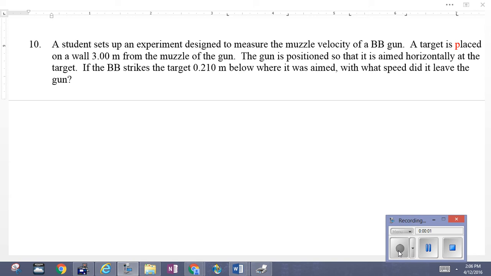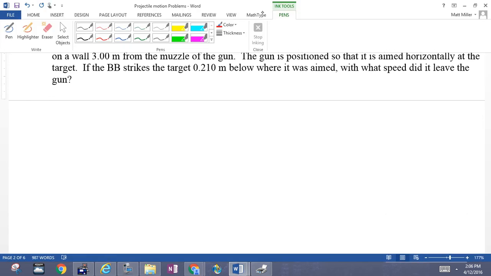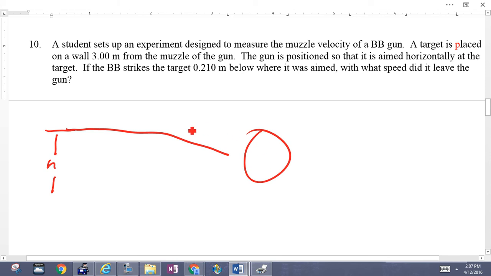Okay, so with this one, we are again going to find that wherever this is being fired from, whatever height, doesn't really matter. It's being fired straight and then it's dropping off to try to hit the target over here. But it drops 0.21 meters, right?